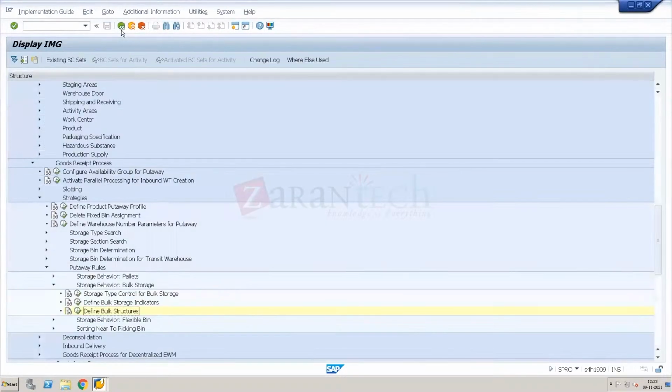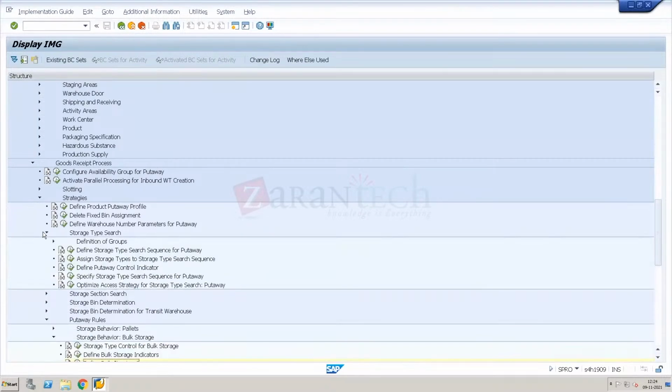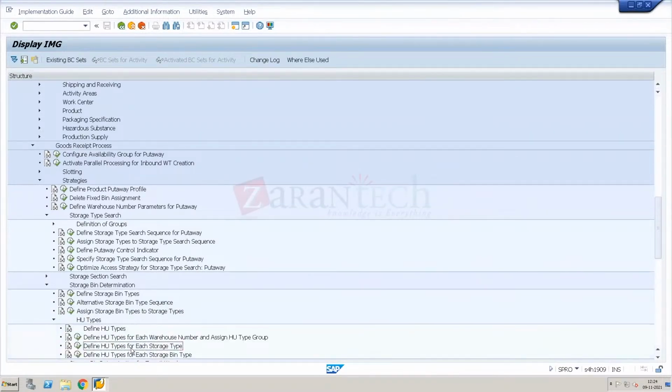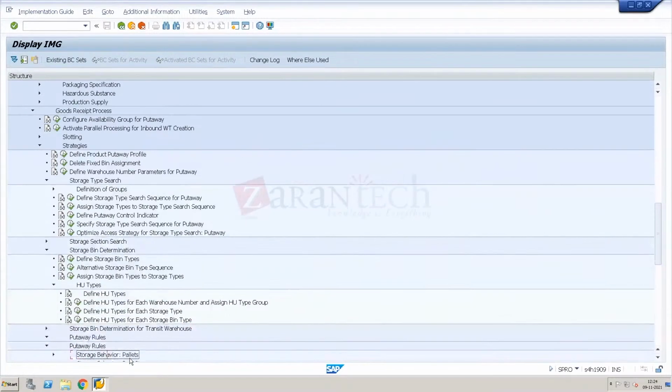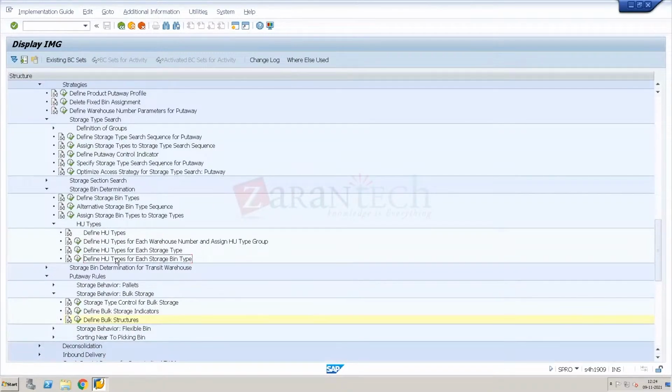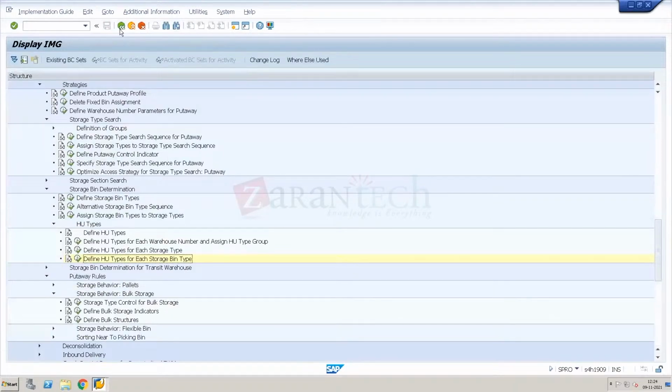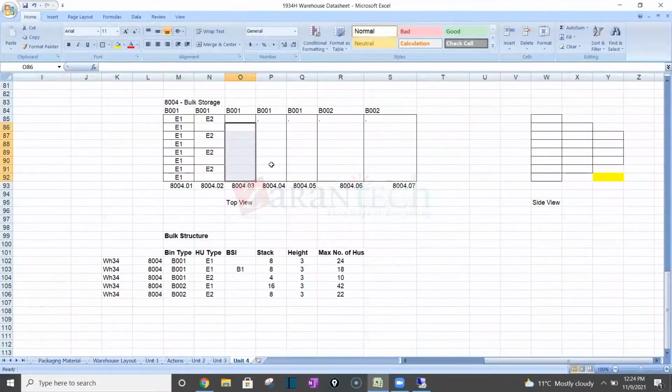If you look at the storage bin type determination, now if you go to the HU type for each bin type, yes, open that one. So now here we have a bin type and we have assigned the bin type in the structure as well, right? So this will not be considered in case of the bulk, because bulk has its own definition of what is allowed and what is not allowed. So if you get an E3 and it's not maintained here in the structure, you'll not be able to store it. You'll get an error message.